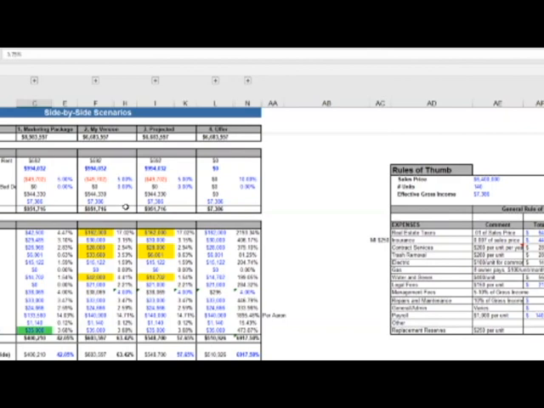Always put a 5% vacancy rate to begin with. If they tell you more, put it in, but always put in a 5%. And then you start going down here and putting your expenses in based on the rules of thumb we've got over here on the right, as you can see. Right here, you just start putting those in.